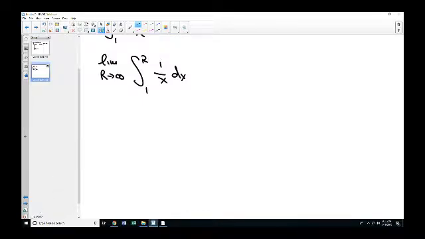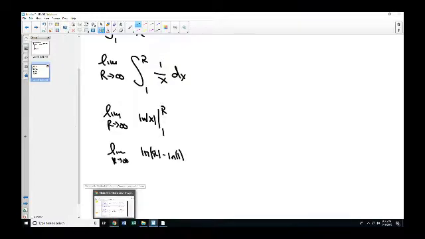Okay. Now we just do this as a regular integral. What's the antiderivative? Natural log of x. Okay. Evaluate from 1 to r. So the limit as r approaches infinity of natural log r minus natural log 1, right? We evaluated the integral. Now you're evaluating a limit.